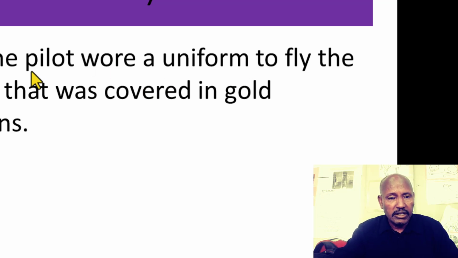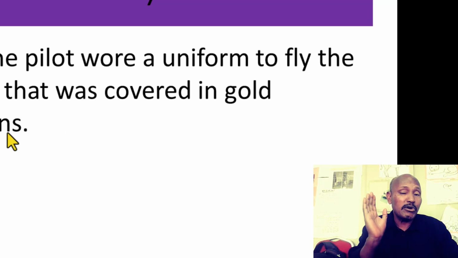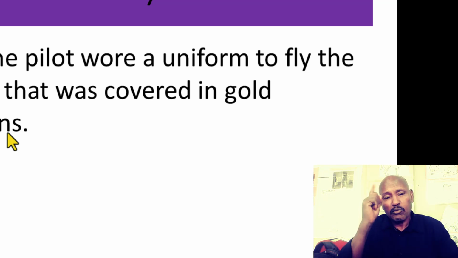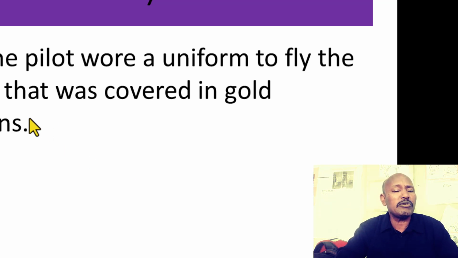The pilot wore a uniform. Look here, the pilot wore a uniform that was covered in gold buttons. Let me repeat here, this is capitalized: To fly the plane the pilot wore a uniform that was covered in gold buttons. So this is the right place of modifiers. What is the modifier here? What do you think about the modifier? That was covered in gold buttons is the modifier. What kind of modifier? Relative clause. What does it want us to modify? The pilot, the noun phrase. It is describing that one. So we call this a misplaced modifier.